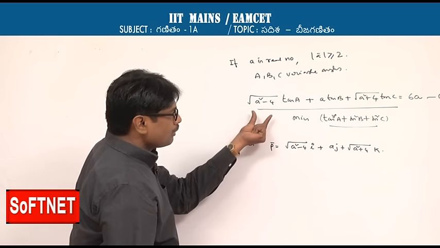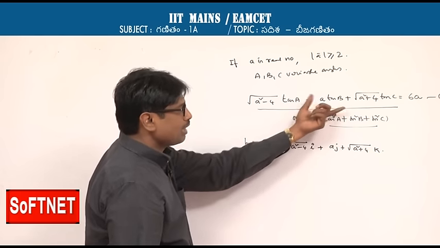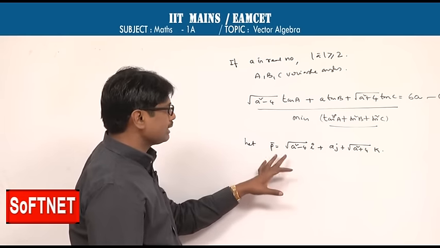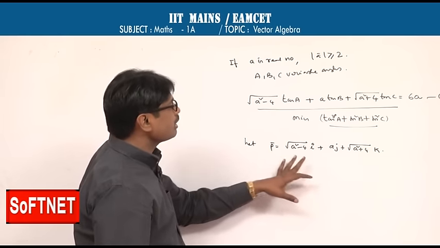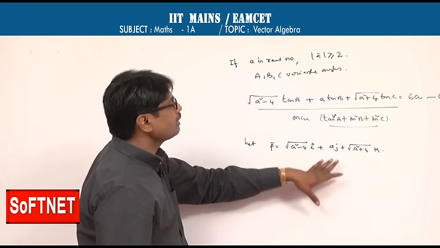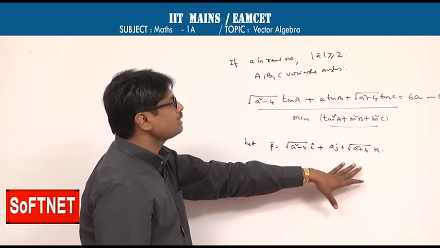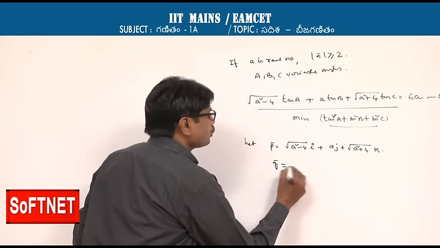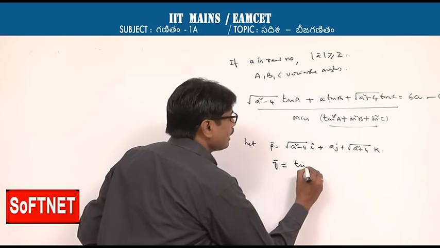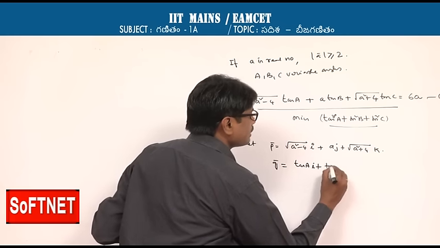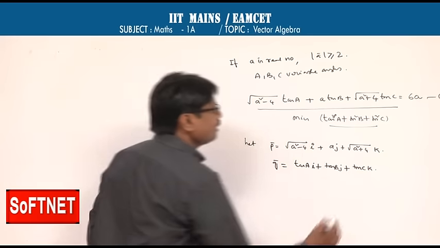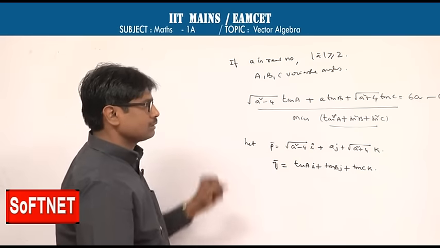అంటే ద డాట్ ప్రోడక్ట్ A1 A2 B1 B2 ఫార్మేషన్లో ఉంది కనుక కరస్పాండింగ్గా రెండు వెక్టార్లు అజ్యూమ్ చేసుకుంటున్నాను. P bar is equal to root of A square minus 4 times of I bar, A times of J bar, root of A square plus 4 times of K bar. అలాగే Q bar is equal to tan A times of I bar plus tan B times of J bar plus tan C times of K bar, where A, B, C are variable angles.